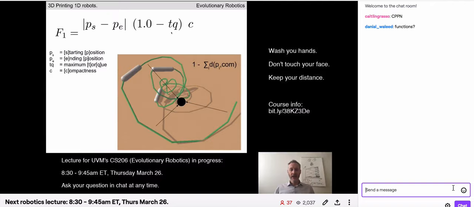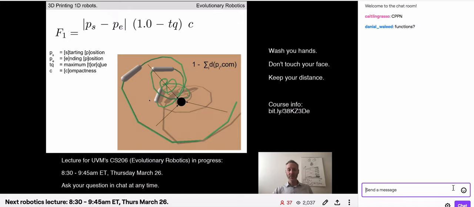They also evolved robots to be compact. So they were trying to minimize TQ and maximize C, where C is meant to represent the compactness of the robot. What's compactness? Well, they computed it using the following, where COM is the center of mass of the robot. Once the CPPN has folded the robot into its 3D shape, they take the 3D position of every segment in the robot and average all of those positions. When you do, you get back a 3D vector, a position in three-dimensional space, which represents the center of mass of the robot.